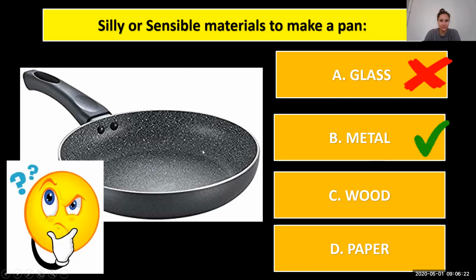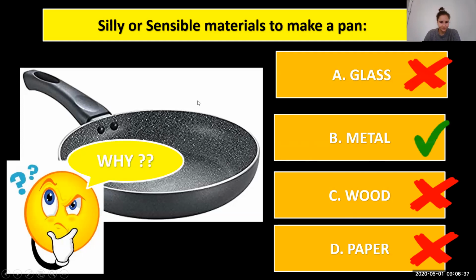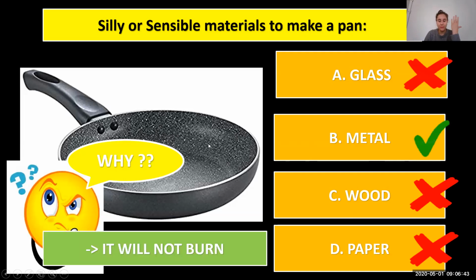This pan is made of metal. Wood would be a very silly material because if it gets too hot, it could catch a light and cause a fire. And paper would be very silly because it would just burn. It would not cook your food. Why do we say all of these things? Because we need to think about the properties of a pan. So we need something that will not burn. That is why metal is a good option.